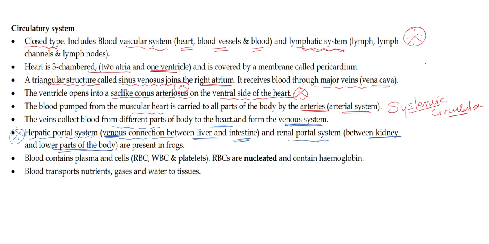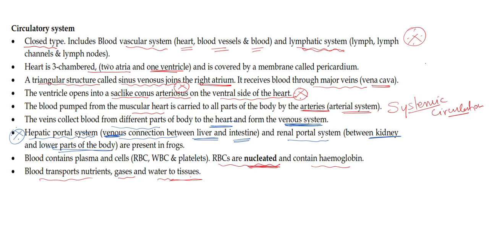Then blood contains plasma and formed elements, the same as in humans, but the difference is among the cells: RBC, WBC, and platelets. See, the RBCs are nucleated. In the case of humans, mature RBCs are non-nucleated. Even sieve tubes in plants are non-nucleated. But in amphibians, RBCs are nucleated, which contain hemoglobin. Blood transports nutrients, gases, and water to various tissues and back to the respective organs also.